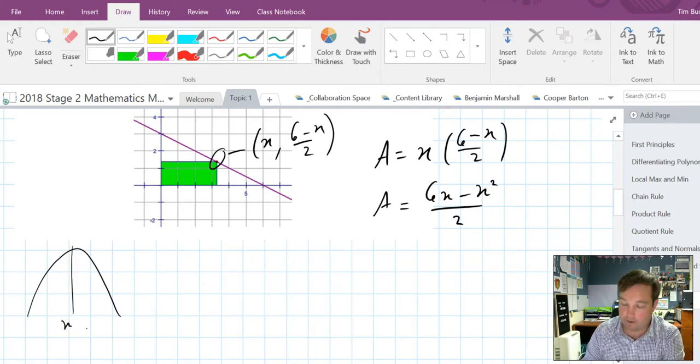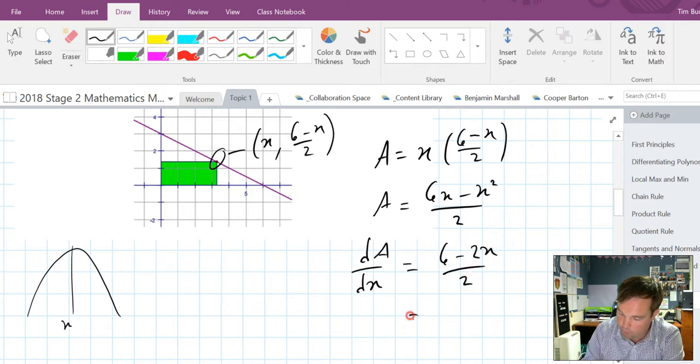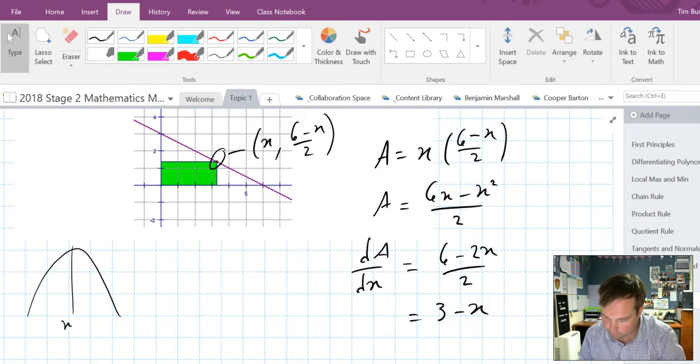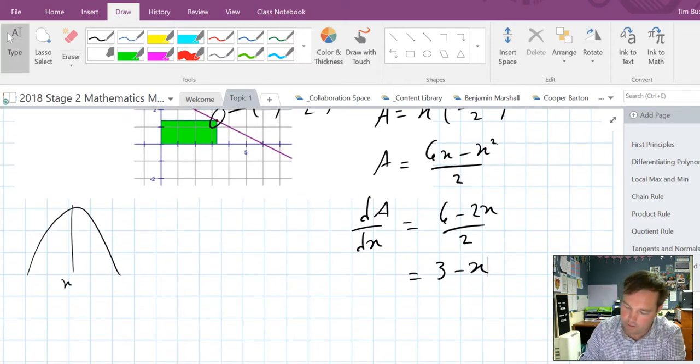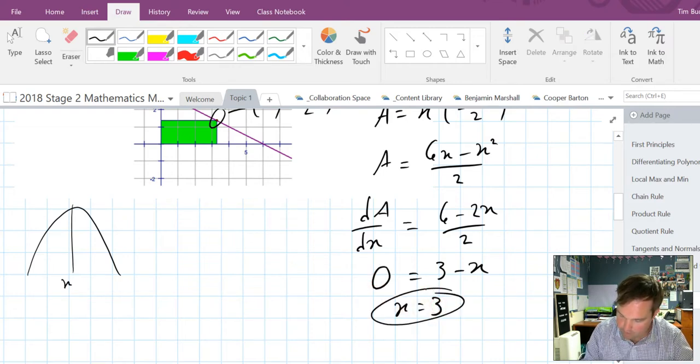And now we know calculus, we can differentiate the area with respect to x. And what we find is that will then be 6 take 2x on 2, which is the same as 3 take x. And we want to find where that is equal to 0. And that's equal to 0, clearly, when x is equal to 3. So when x is equal to 3, it's suggesting this is maximized.